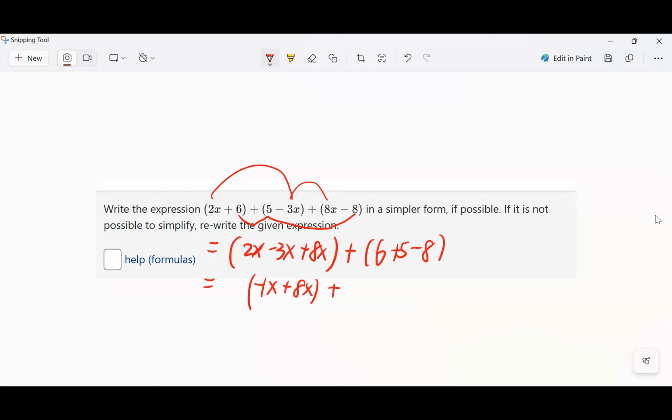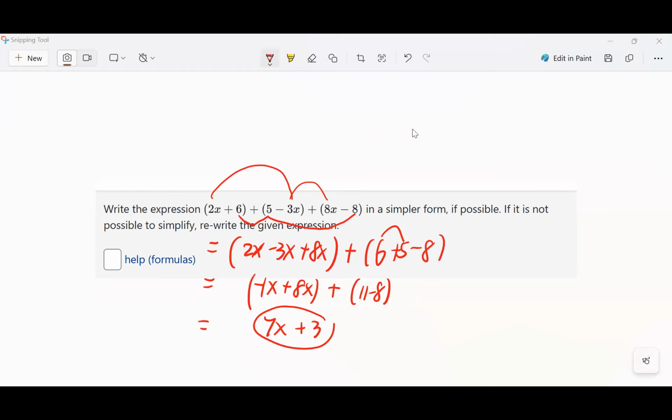On the other side, it's 11 minus 8. Now here we get a 8x minus 1x. You can look at it that way. That's going to be 7x. 11 minus 8 is 3. So the answer here will be 7x plus 3. Okay. Any question about this?